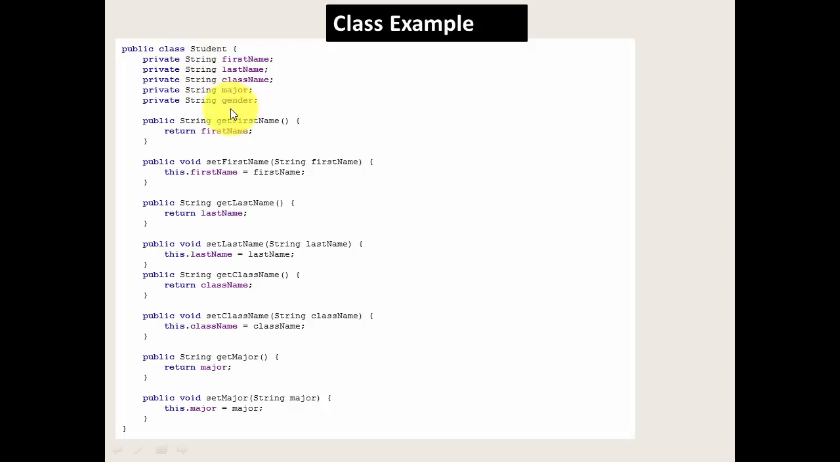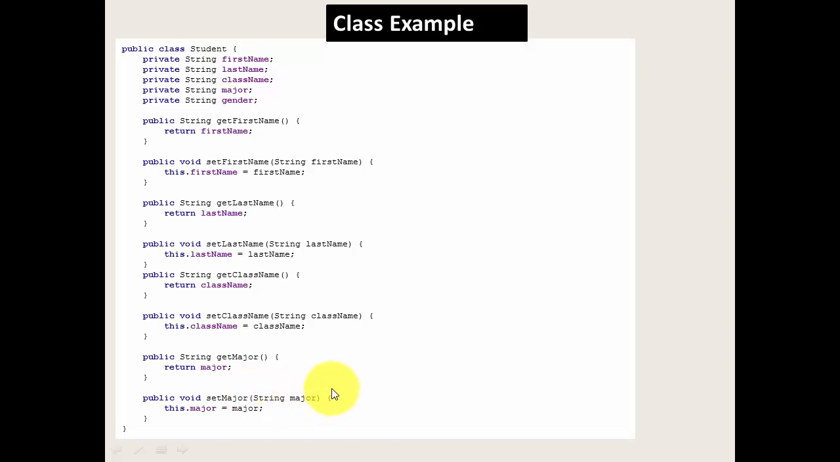Now we have a few methods or behaviors. We get first name or set first name. We get last name or set last name. We get class name, set class name, get major, set major.